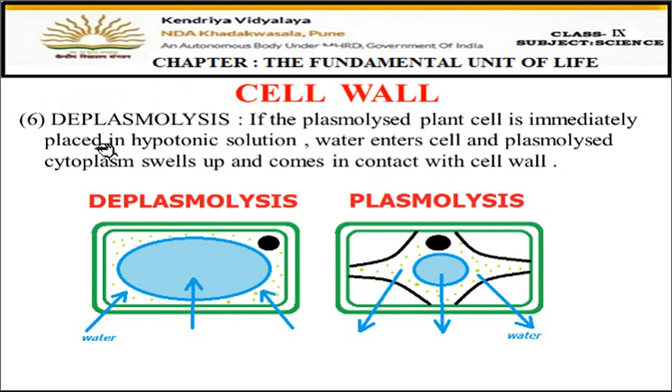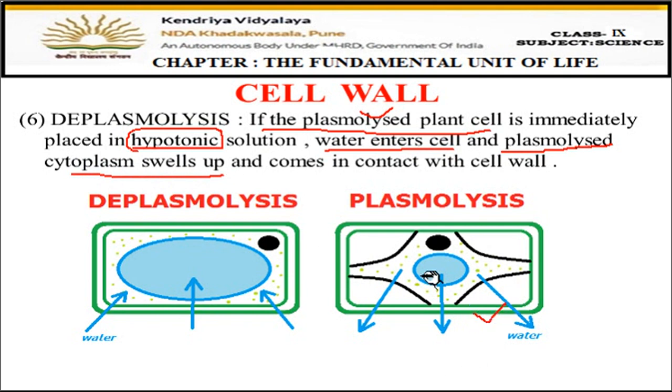Okay, so let's see how it happens. If a plasmolyzed plant cell, plasmolyzed meaning which has shrunk, is immediately placed in a hypotonic solution, right? Plasmolysis occurred in hypertonic and deplasmolysis in hypotonic. So when the cell is shrunk, now we are keeping it in hypotonic. Hypotonic means solute is less and water is more. So when water is more outside, water will enter the shrunk cell. When the cell is kept in hypotonic, water enters the cell and the plasmolyzed cytoplasm again swells up.